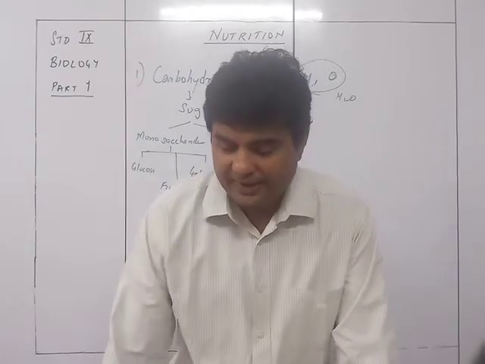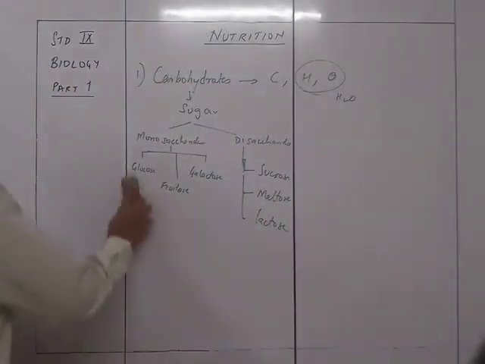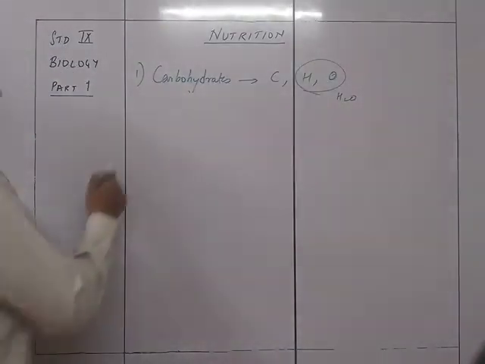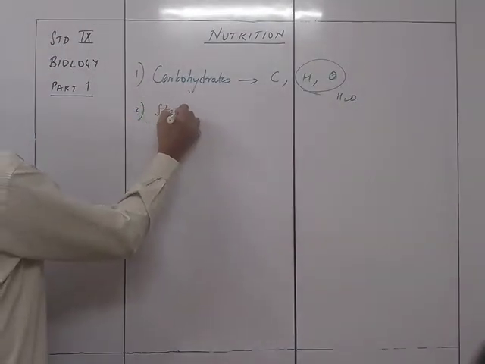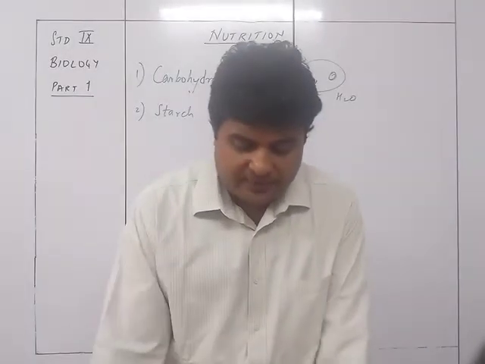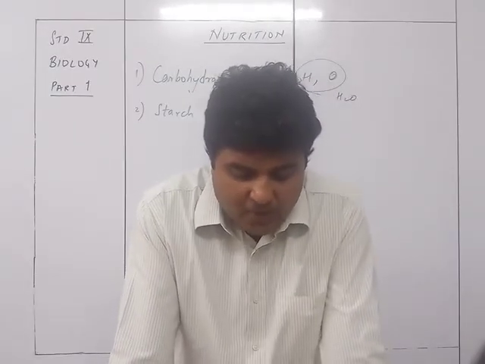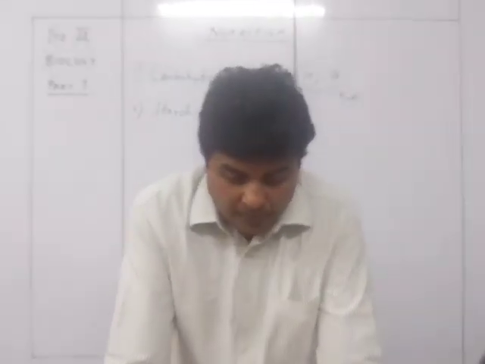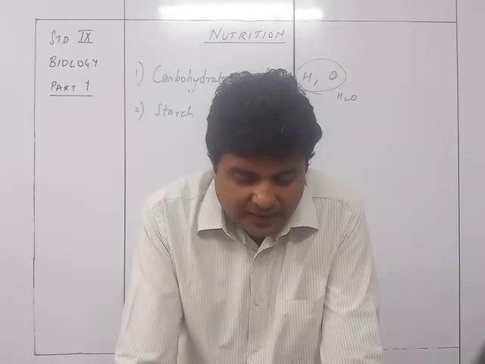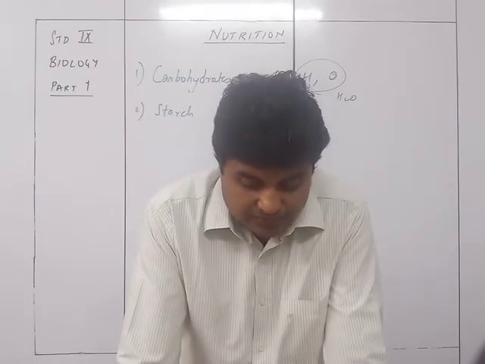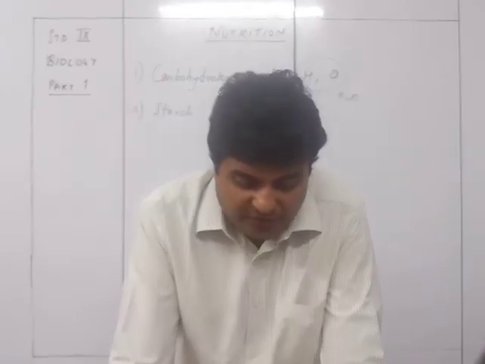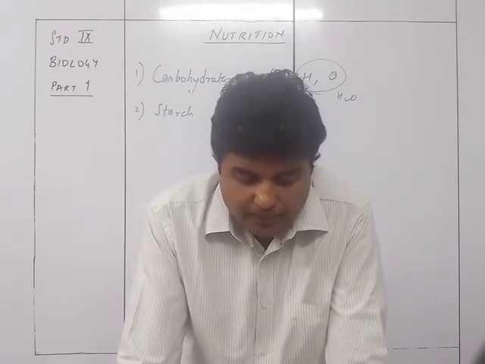The second one is starch. Starch is an insoluble carbohydrate. It is the form in which plants commonly store carbohydrates. Potato, grains, rice, wheat, maize, barley and bread are chief sources of starch. Starch has a chemical formula (C6H10O5)n and is called a polysaccharide.